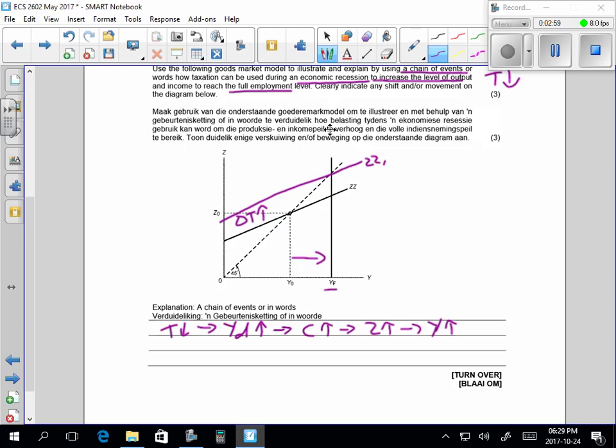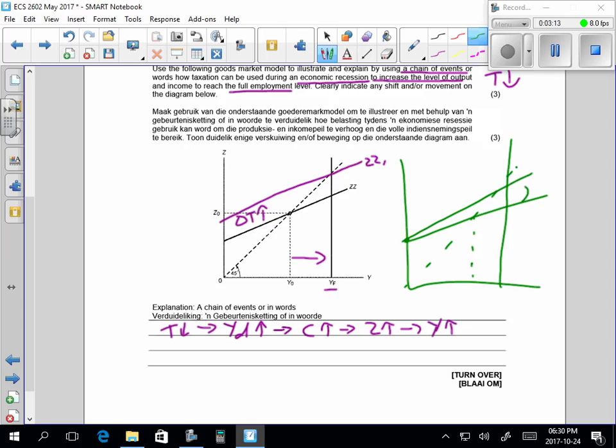If they had instead said that there was a change in the tax rate, you could say that it would be a decrease in the tax rate, and the decrease in the tax rate would pivot the curve upwards. So it depends what they ask you for. But in this case, obviously, change in tax, we shift the curve. If they say a change in the tax rate, we pivot the curve.